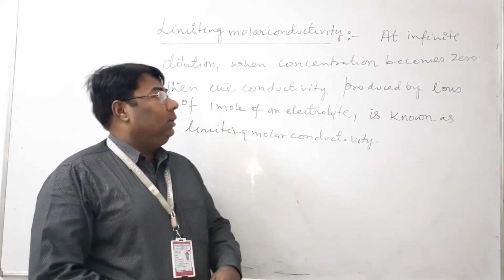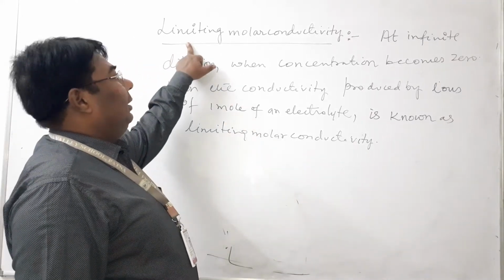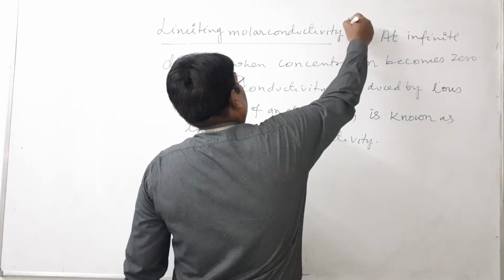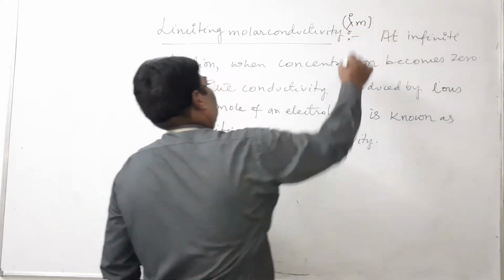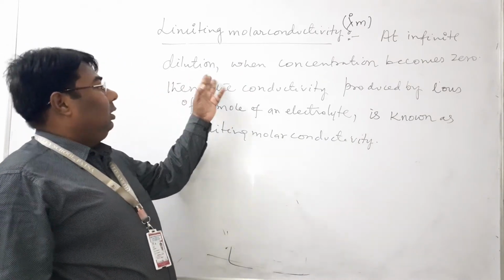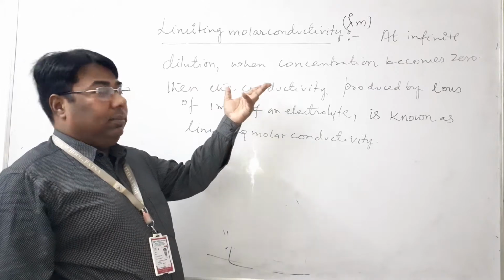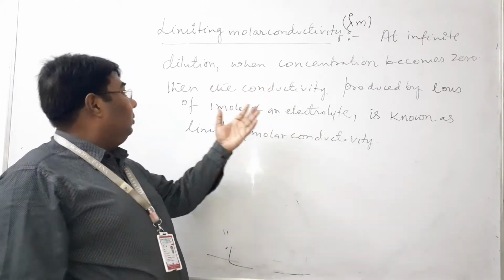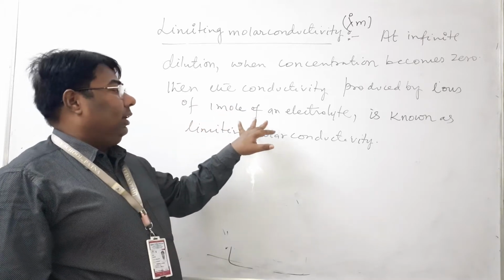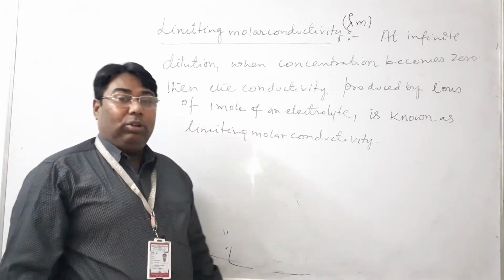Now student, this is another topic, limiting molar conductivity, and it is represented by lambda naught m. This is the limiting molar conductivity. At infinite dilution, when concentration becomes 0 or approaches 0, then the conductivity produced by ions of 1 mole of an electrolyte is known as limiting molar conductivity.